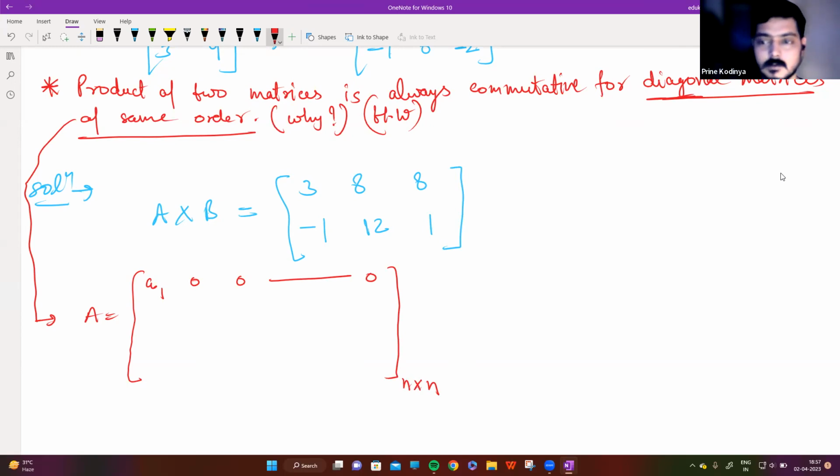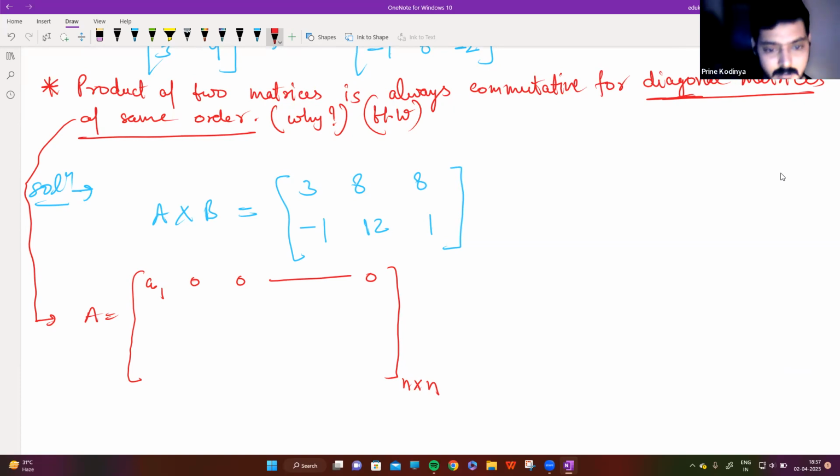It doesn't matter what the order of the diagonal matrix is. If there are two diagonal matrices of the same order and you multiply them, they will be commutative. You take either AB or BA, both will be the same. That is what we are saying. So for generalization purposes, I'm taking an n cross n diagonal matrix.